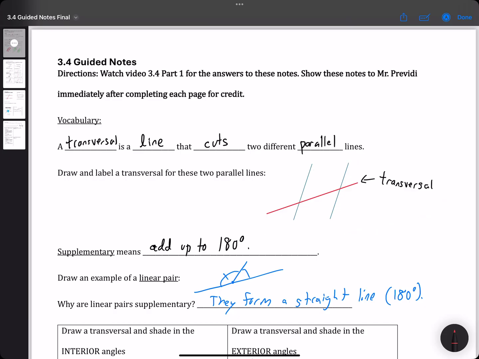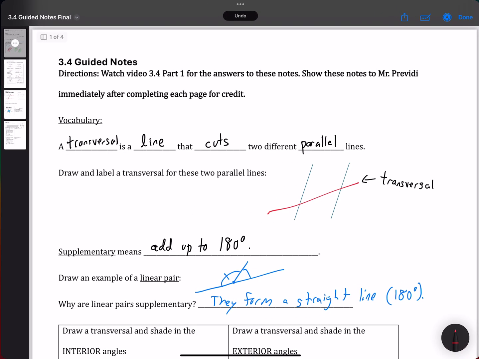Why is it called a transversal? Well, it transverses or traverses two different parallel lines. It just goes through them. You've got this line that goes through two other parallel lines. Not necessarily always parallel, but we're always going to be working with cases in which they're parallel.